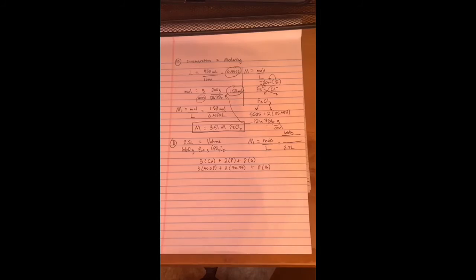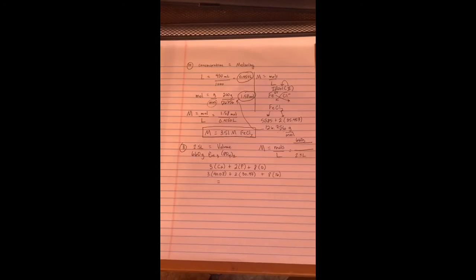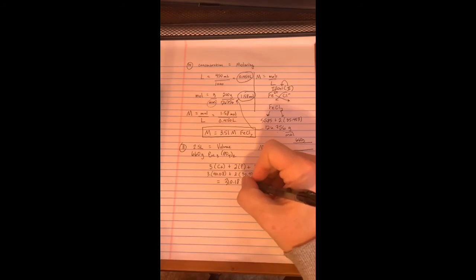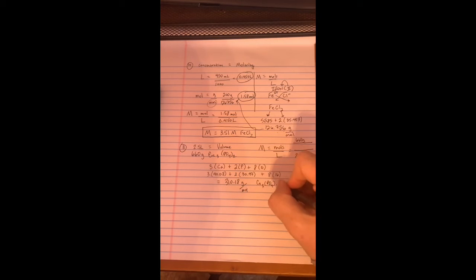All right. So here we go. If we add all of these up, this is going to be our molar mass, which is going to go right here. 3 times 40.08 plus 2 times 30.97 plus 8 times 16. I get 310.18 grams per mole of calcium phosphate. Okay, so that number is going to go right here.